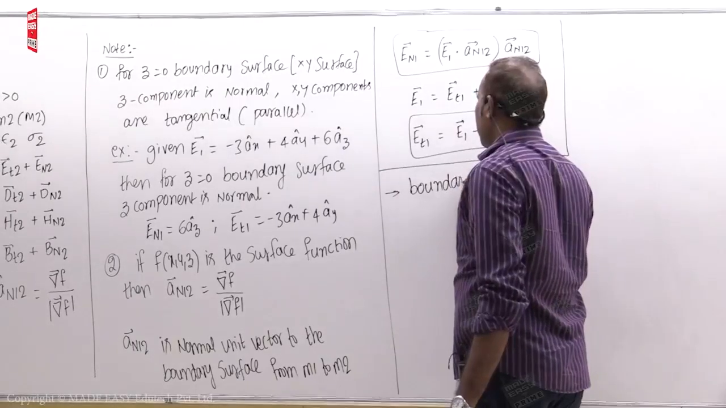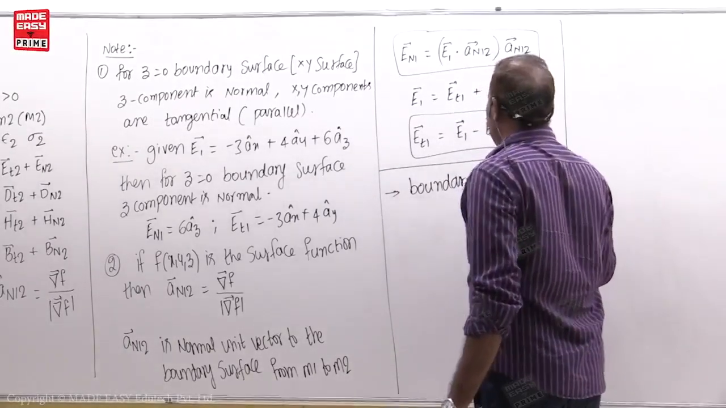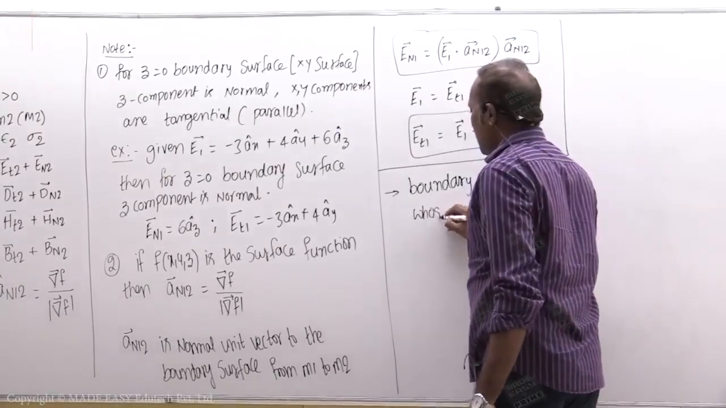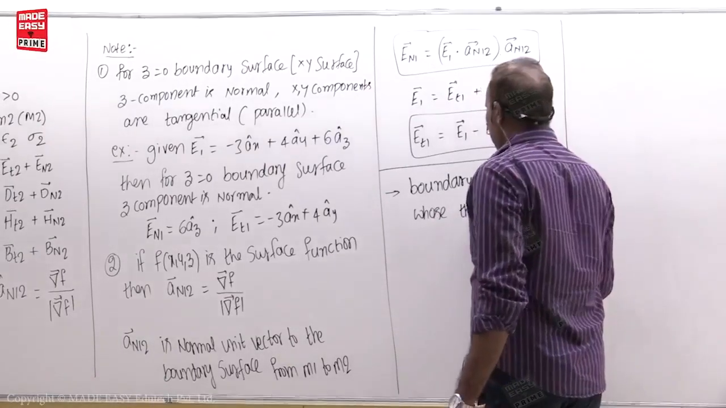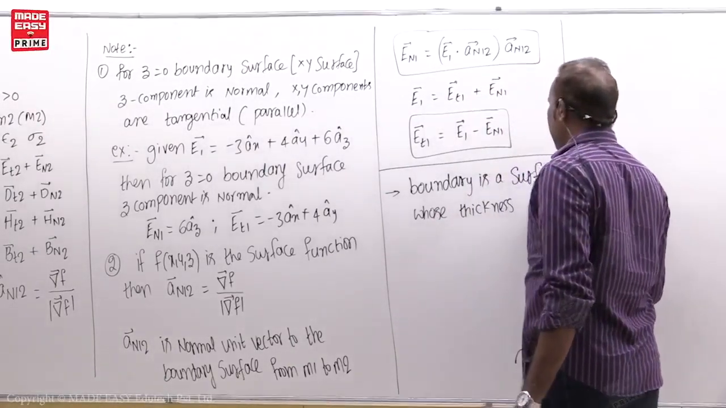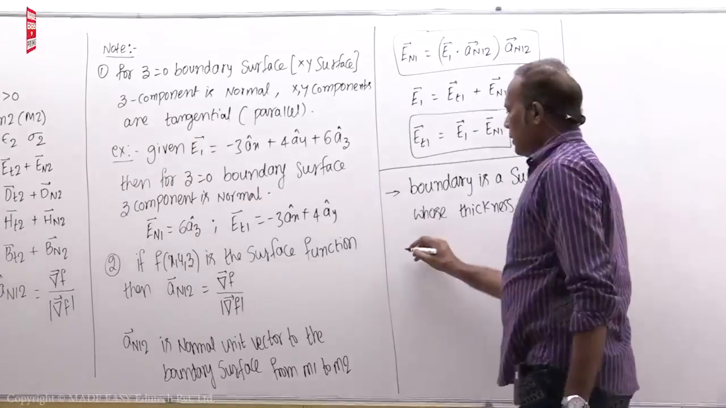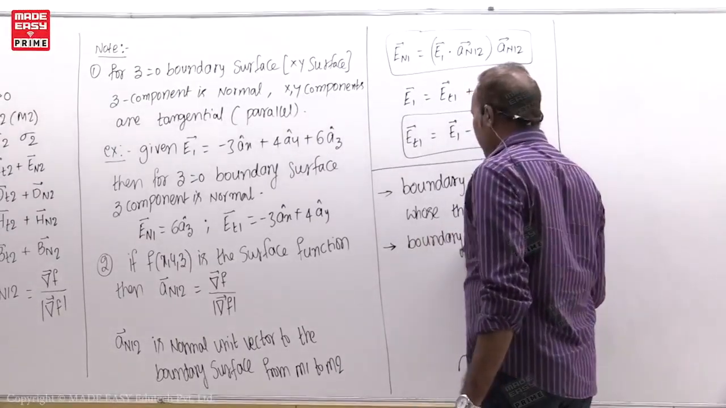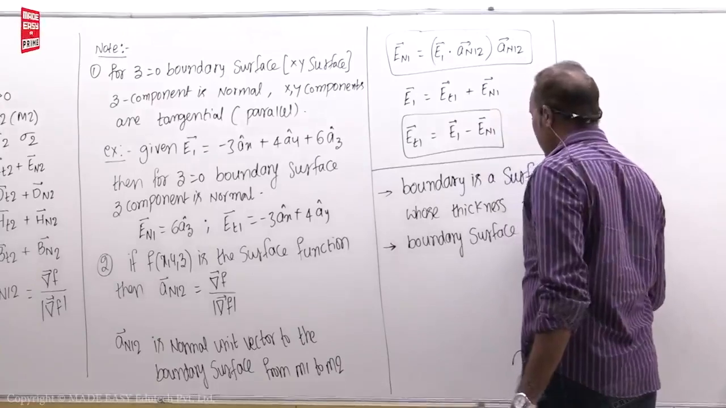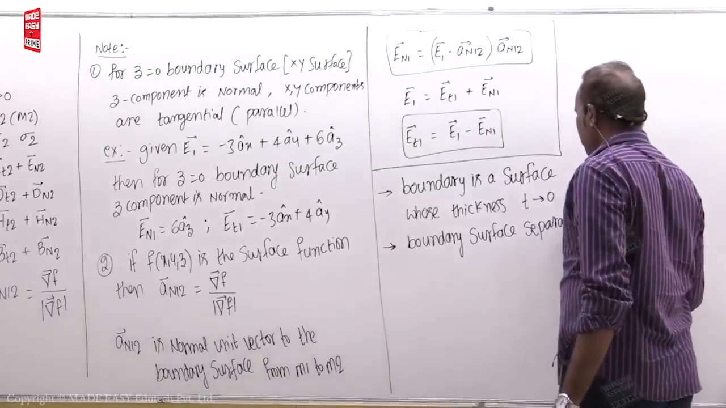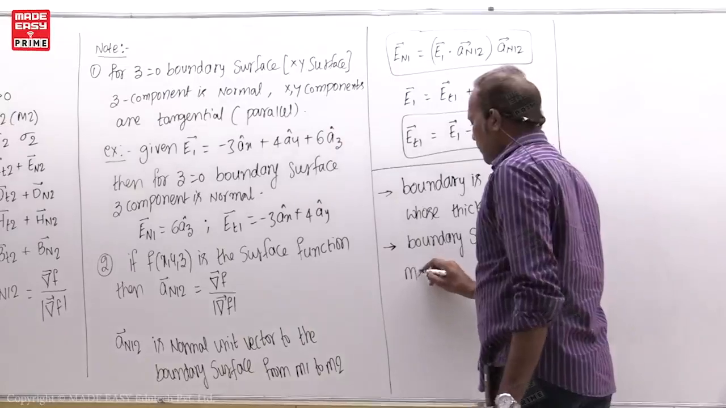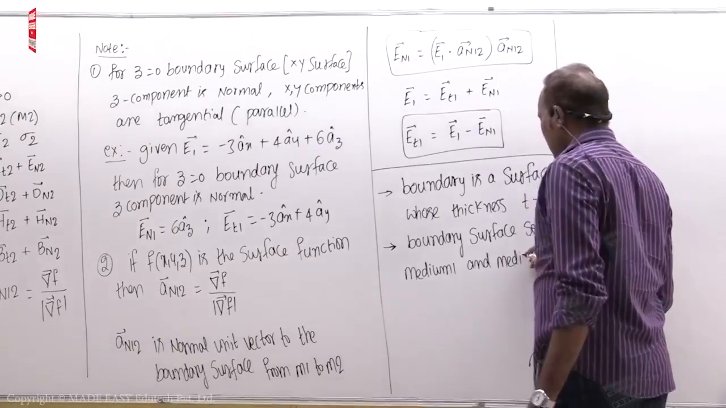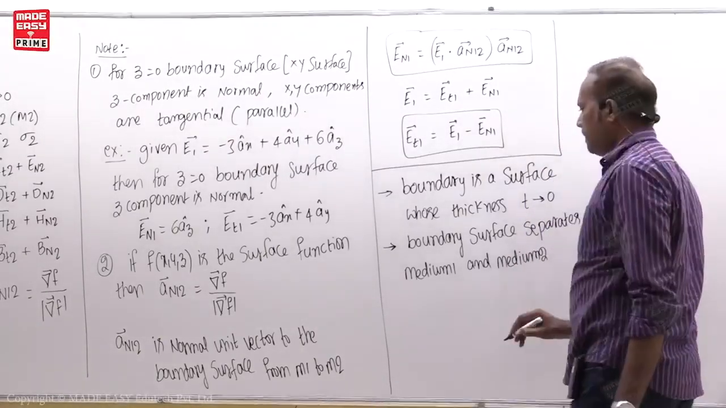Boundary is a surface whose thickness T tends to 0. Next, boundary surface separates medium 1 and medium 2. Okay.